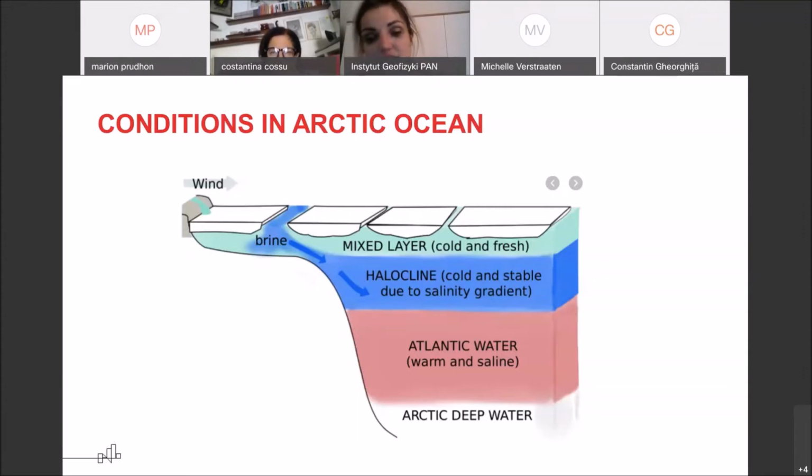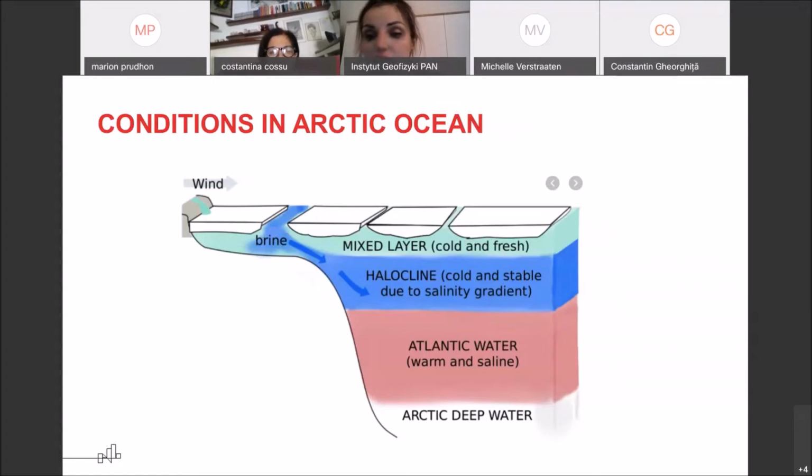But also there is sea ice. So once the water reaches a temperature below minus 1.8 Celsius degrees, of course it freezes. This is how the sea ice is formed, more or less. And the sea ice also limits the amount of sunlight that is available for the photosynthesis process. So this is another thing.